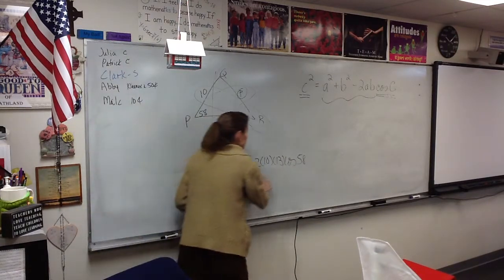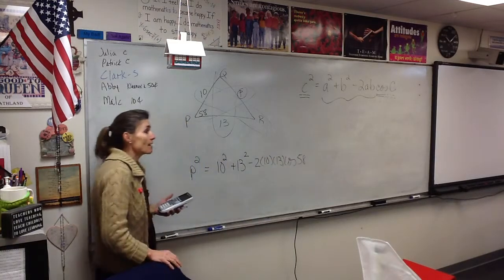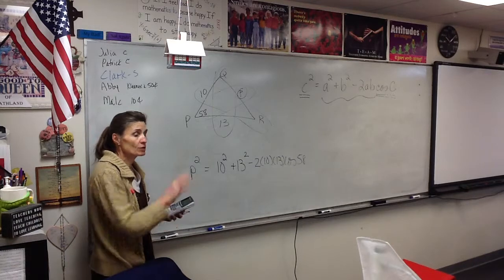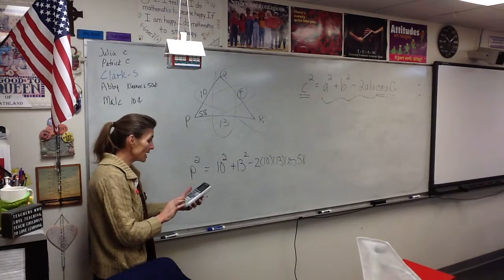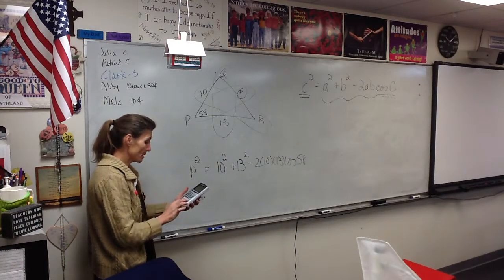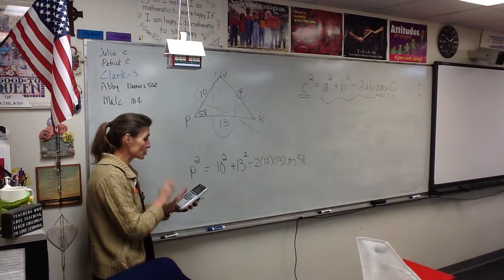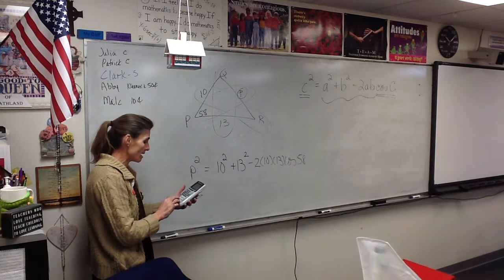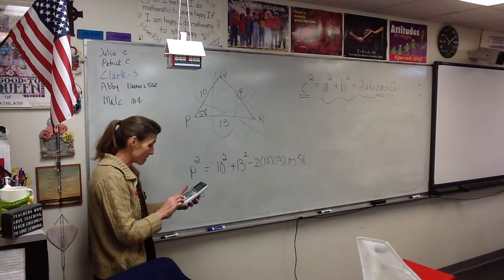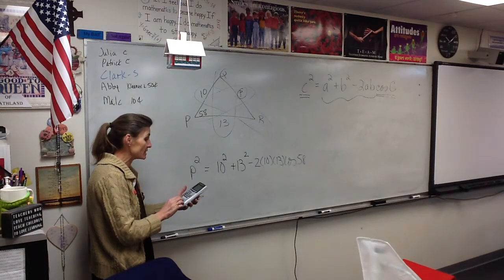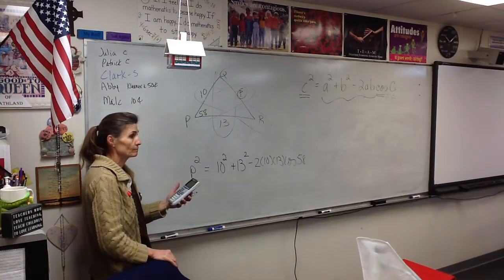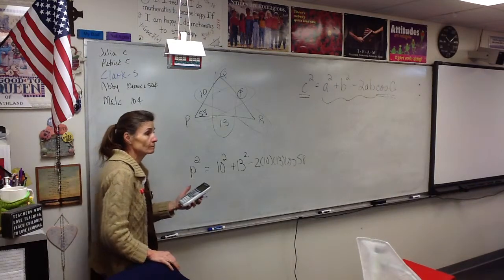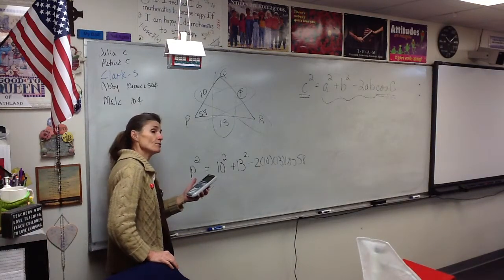Now, when you type this in on your calculator, I think it's easiest, kids, to just straight type it in. So 10 squared plus 13 squared minus 2 times 10 times 13 times cosine 58 equals. I just typed it all straight in. Now, did you get 131?